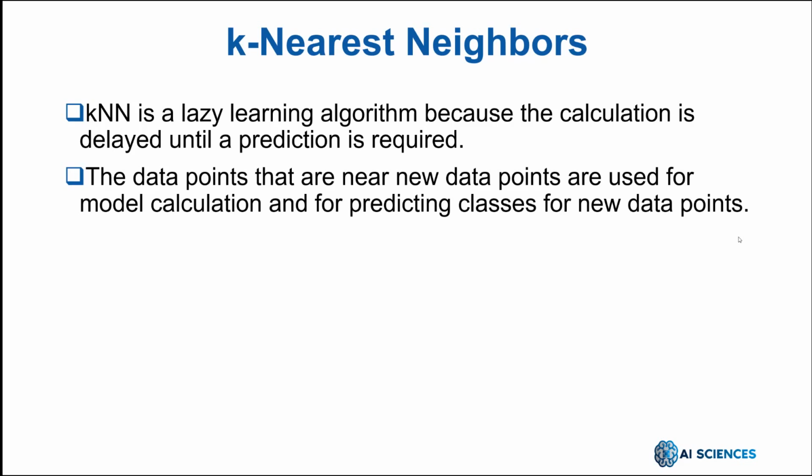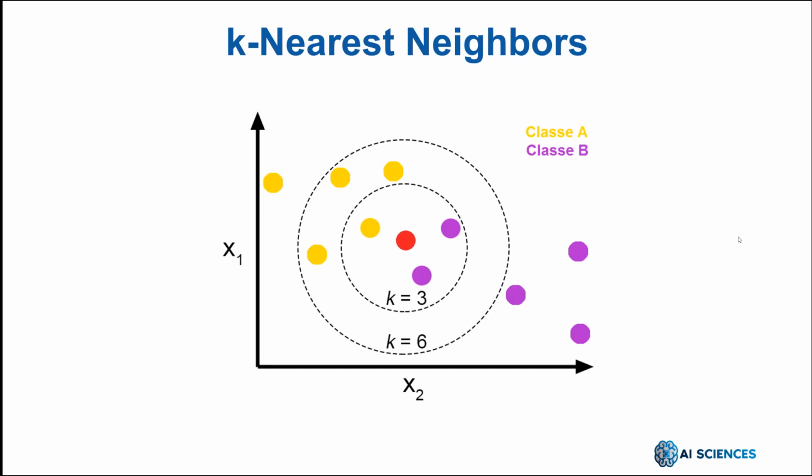So let me explain how this works. When a prediction is required for an unseen data point, the KNN algorithm will search through the training dataset for the K most similar neighbors.